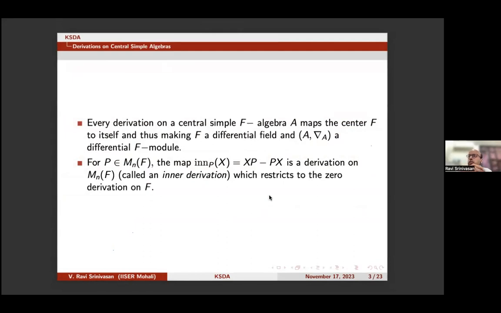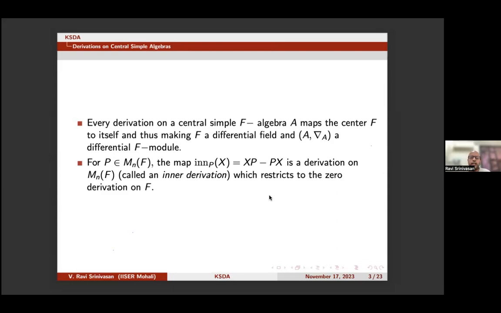Then what it's going to do is, if you look at the relation, the center basically commutes with all the elements of A, right? So if I look at fx equals xf and then apply the derivation, then you will see that f dx and dx f cancel out. And then what you get is df will commute with all the elements, and therefore df will belong to F. So it automatically makes the central simple algebra into a differential F module. That is important for the rest of the talk.